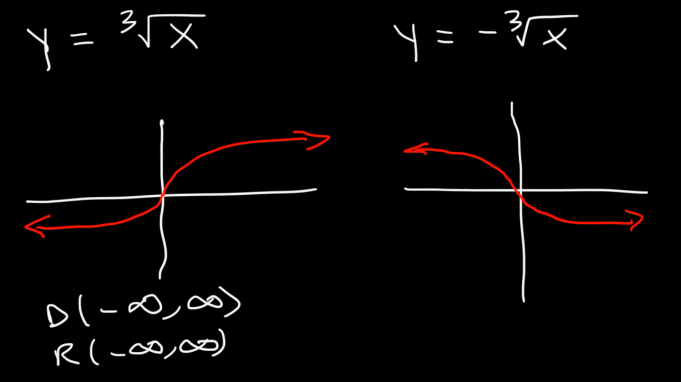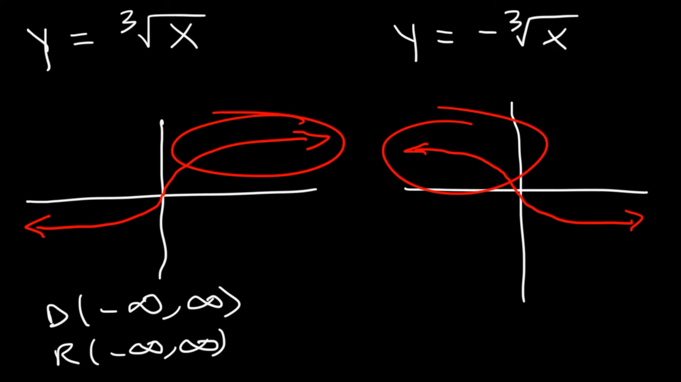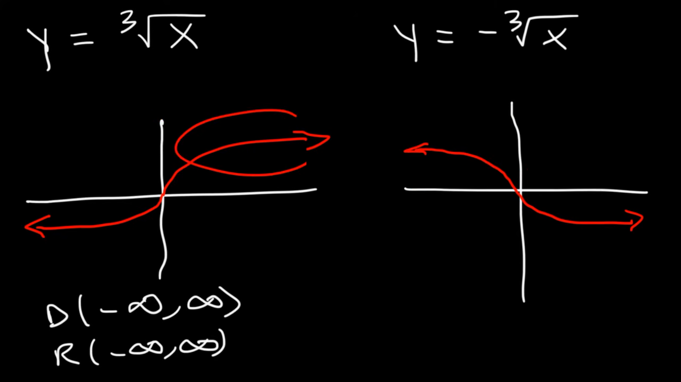You can also say it reflects about the x or the y-axis, because this side looks like a reflection of this side relative to the y-axis. And this side basically appears to be this side as it reflects over the x-axis. So you could just say it reflects over the origin.